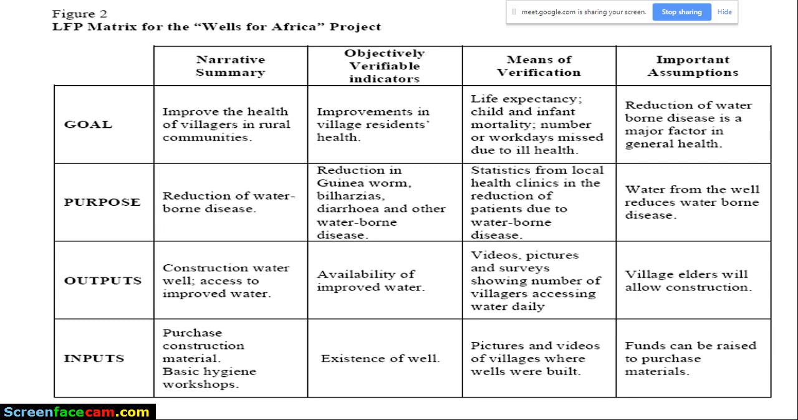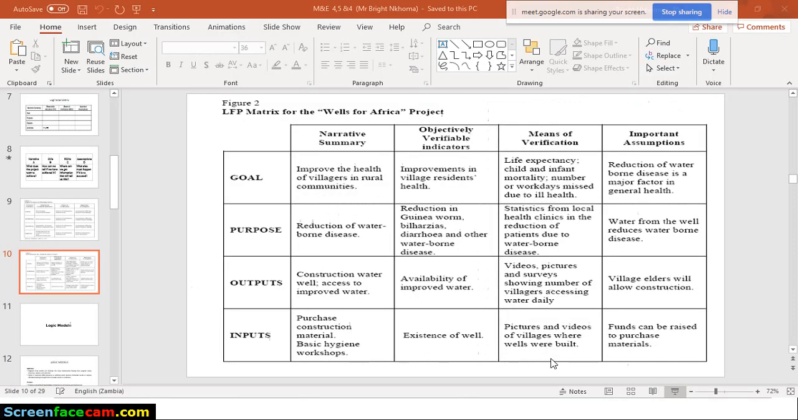But now here's the thing. You may be in an institution where you may not have the capacity to develop fully fledged monitoring and evaluation systems.